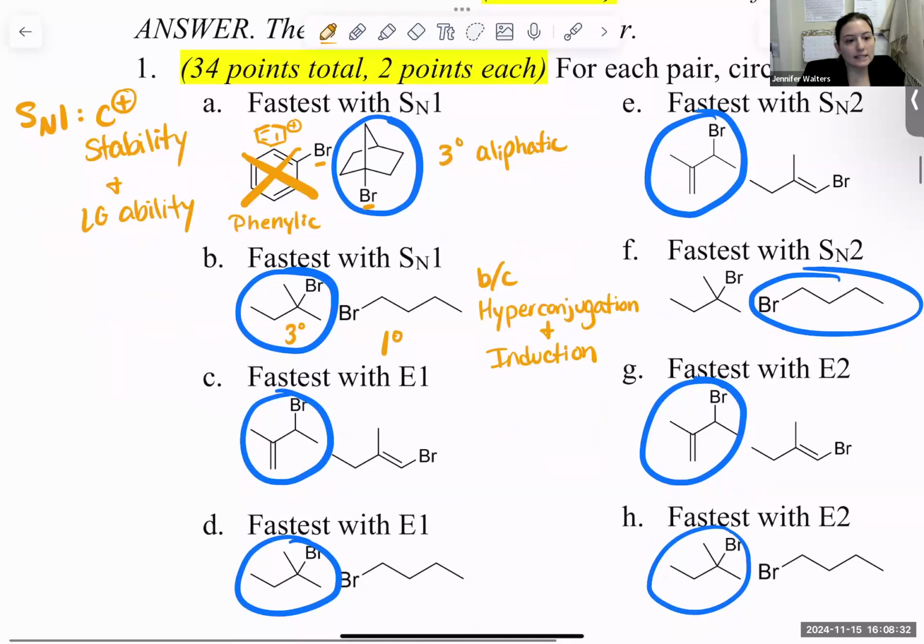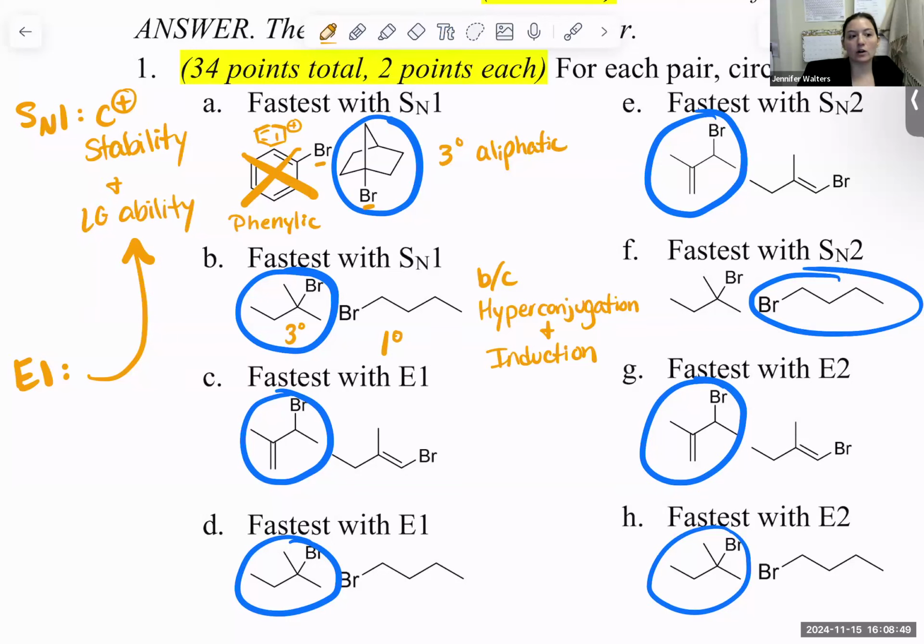We're looking at 1C and 1D. That's looking at our E1 reaction. So for E1, remember that it has the same considerations as SN1 because the slow step is still just carbocation formation. So for our E1 reaction, the rate only depends on carbocation stability and leaving group ability.